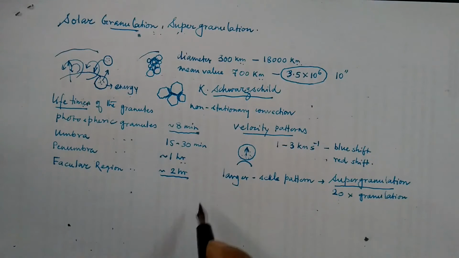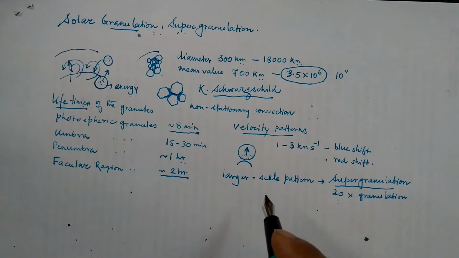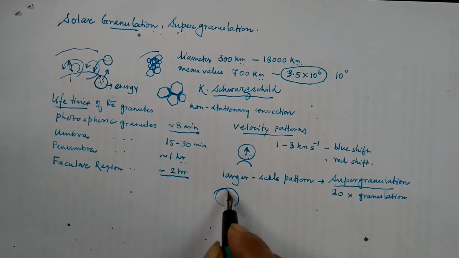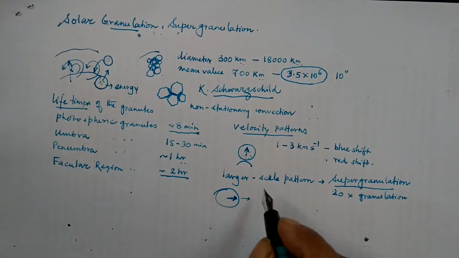Okay. Now within this structure, the gas flows from center to edge. So these are the supergranulation cells. Here the gas flows from center to edge, this way. So this is basically a horizontal movement.